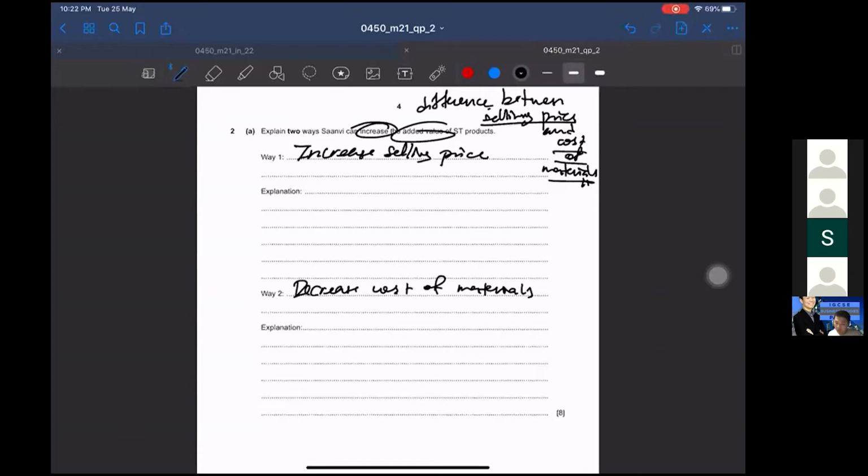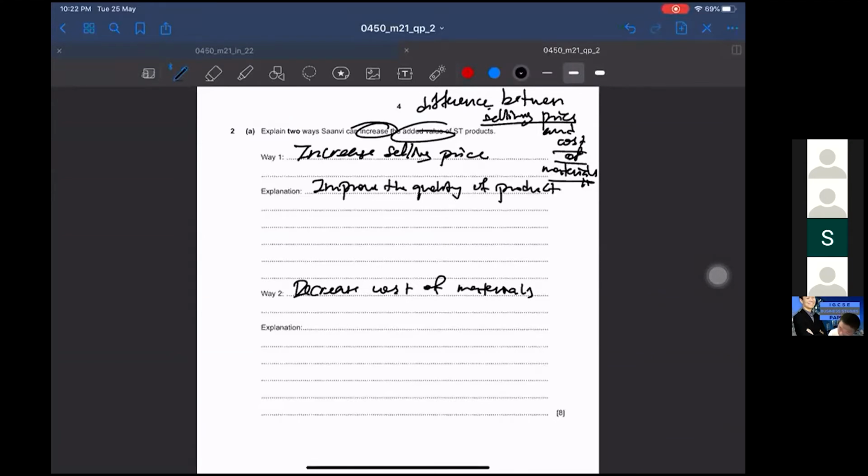Now come to your explanation. Ask yourself, how do you increase your selling price? What you can do to increase your selling price is definitely about your product. So what you can do on your product is the quality, so you may write improve the quality of product.